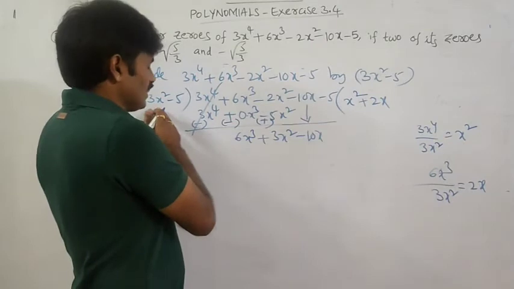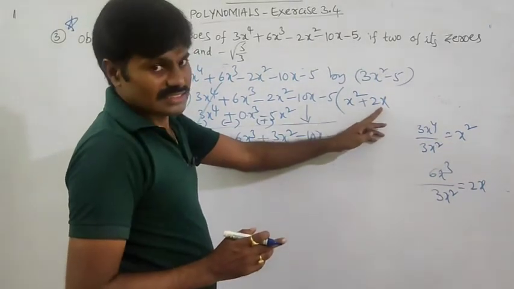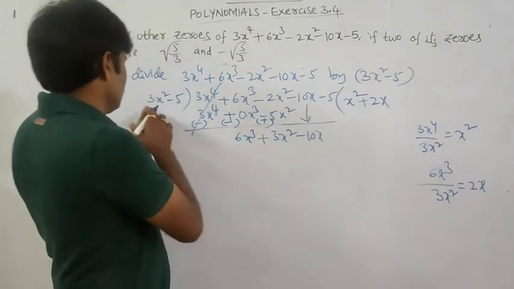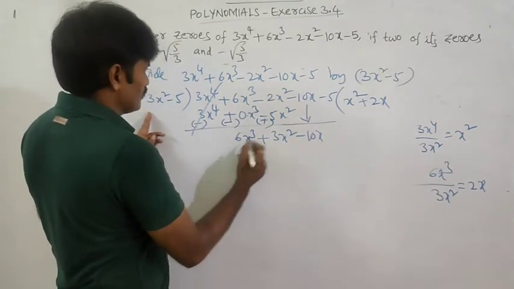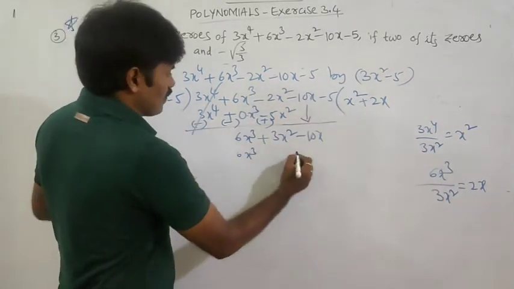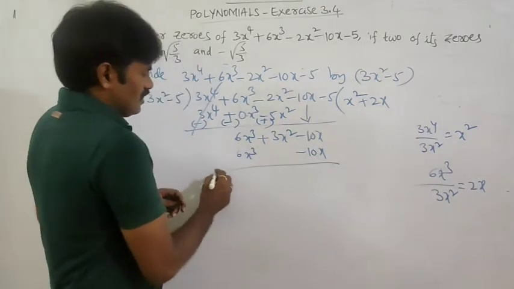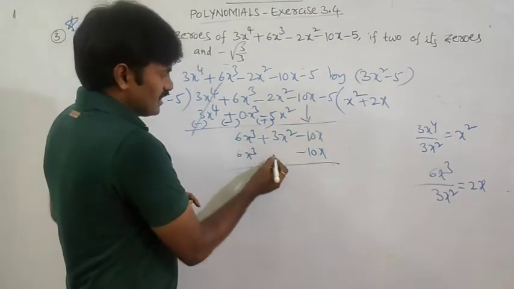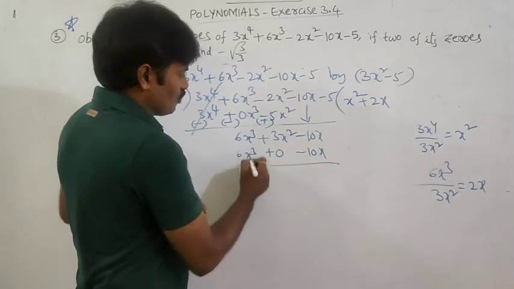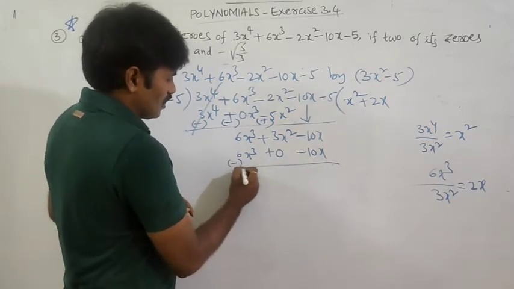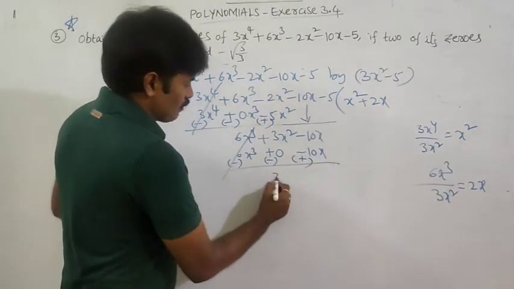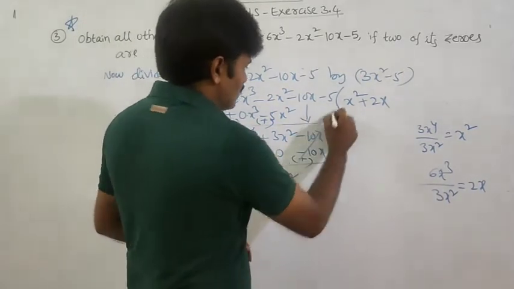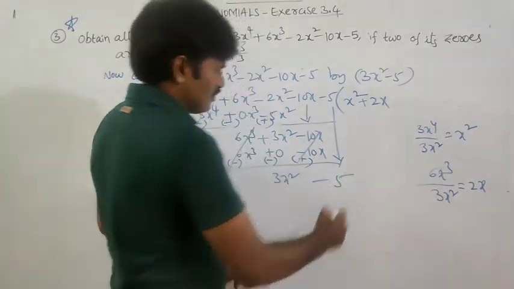Now multiply 3x^2 - 5 by this second term of the quotient: 2x into 3x^2 is 6x^3, plus 2x into -5 is -10x. In the middle we did not get an x^2 term, so keep it as 0. Now continue the division process, signs will change and get cancelled. Here +3x^2 also gets cancelled. Bring down the next term, that is -5.